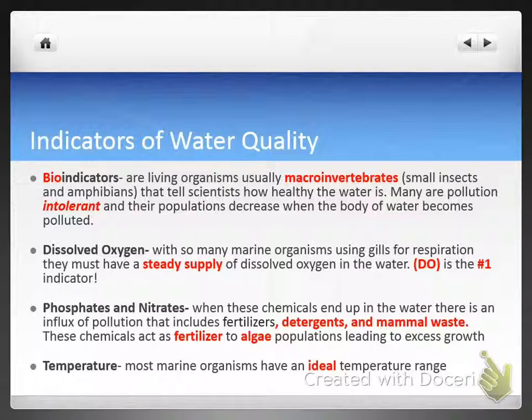Temperature: most things that live in the water have an ideal temperature range, a cold and a hot that they can survive in. Usually when we're talking about temperature as an indicator of water quality, it's if the water gets too warm, because a lot of manufacturing and industrial processes have heated wastewater at the end of the process, and if they don't cool it down before they put it back into the lake or the river, they will impact living organisms.